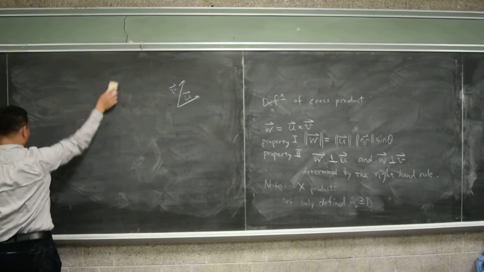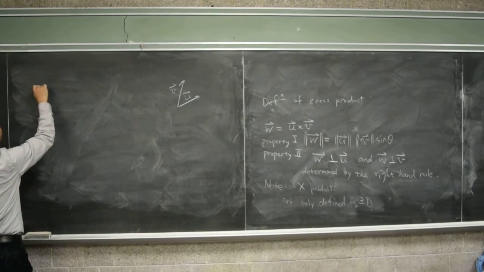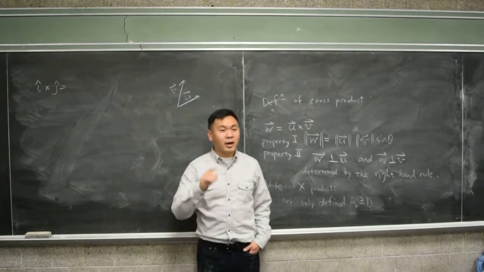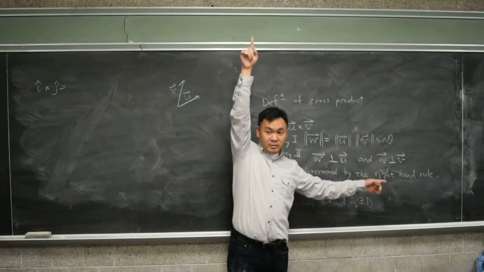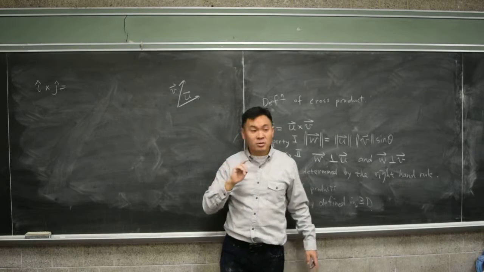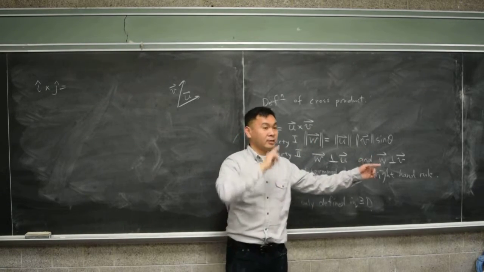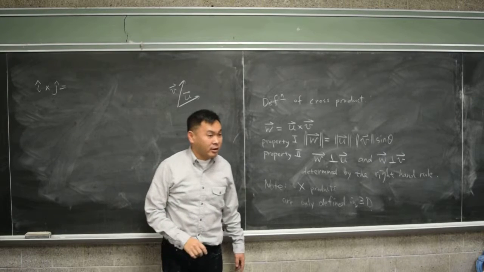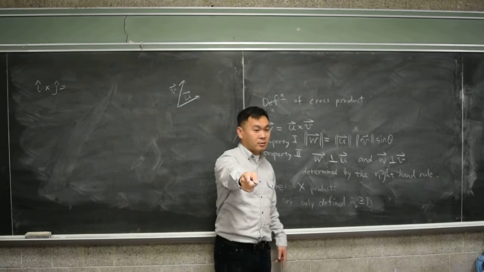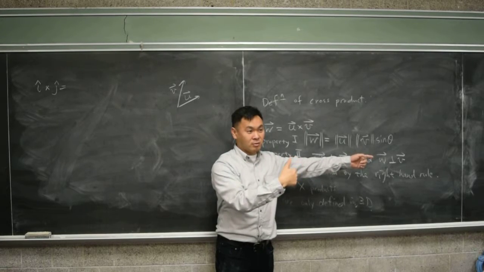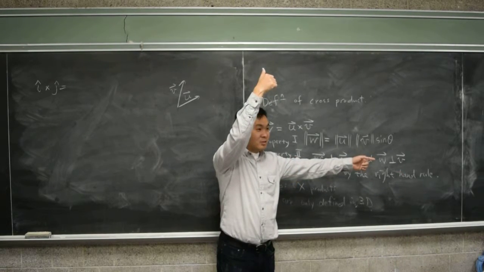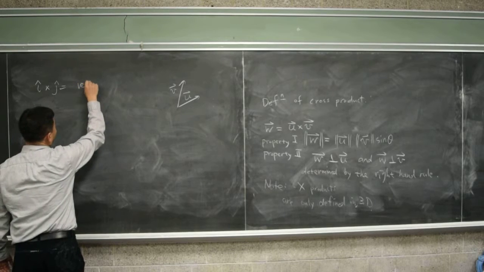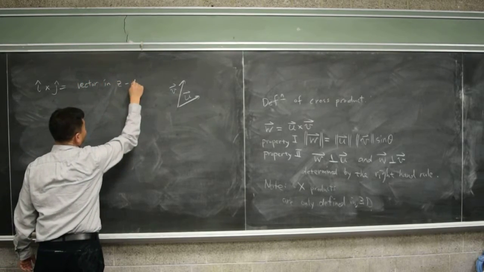A little bit of exercise. What will be I cross J? Let's think about this. You have X, Y, Z, and your standard unit vectors are I, J, and K. Now first determine the direction of I cross J. I cross J gives you, which direction? K, in the Z direction. So this is a vector in the Z direction. That's definitely true.